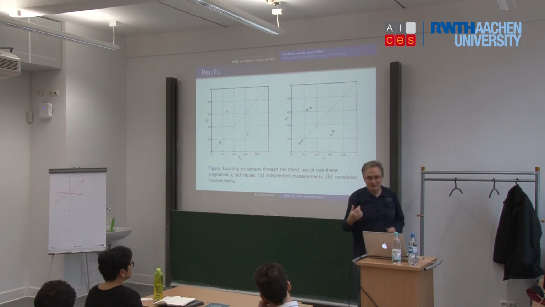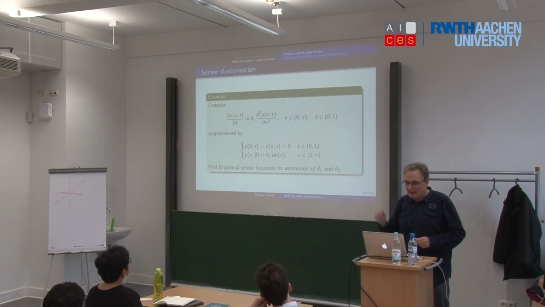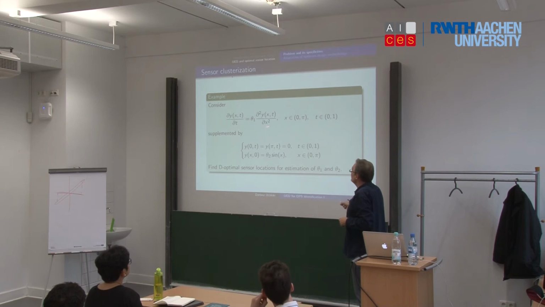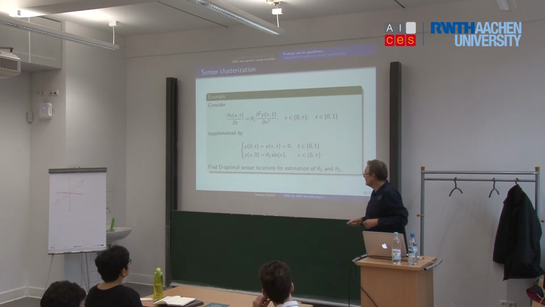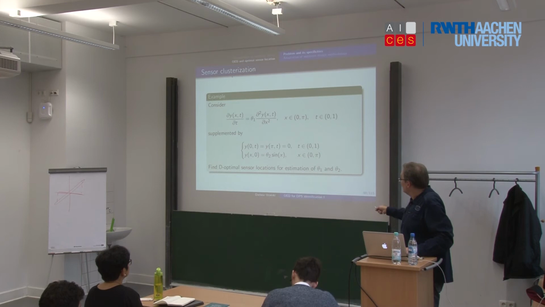But this is not all. Let me present this example. This is even simpler, because it concerns the diffusion equation in one dimension. It is defined on the interval from 0 to pi, with zero boundary conditions, and there is another parameter in the initial conditions. There are two parameters. One is the diffusion coefficient, theta 1, and the second unknown parameter is present in the initial conditions.